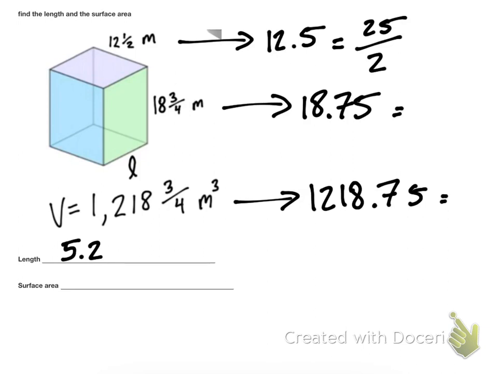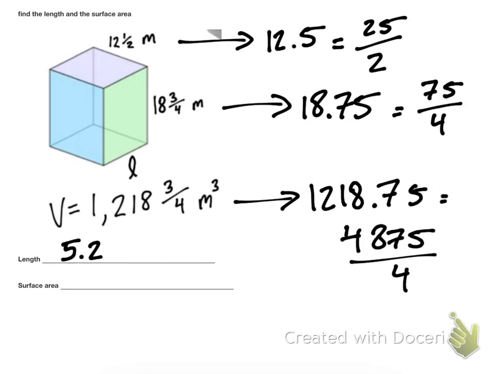The reason we need to make it into an improper fraction is we cannot multiply mixed numbers and whole numbers and anything like that by hand. We just cannot multiply that by hand. So 18 3/4 would give us 75/4. And then this giant one here, 1218 times 4 plus 3 is going to give me 4,875, and we always keep our denominator.